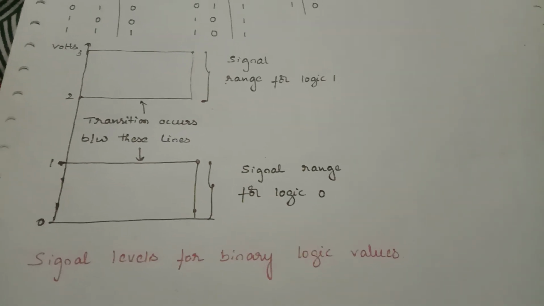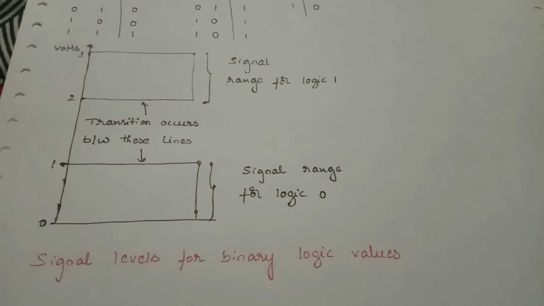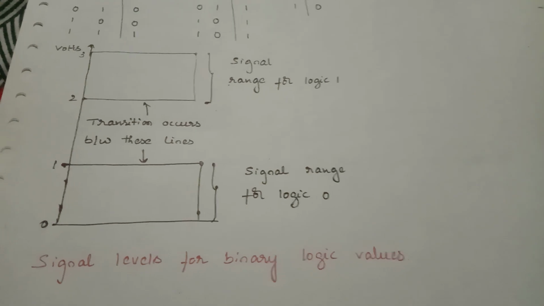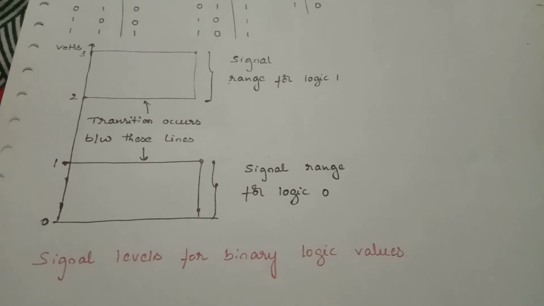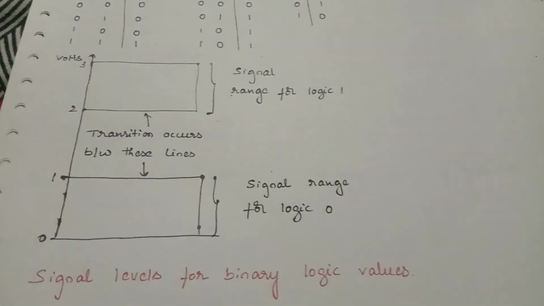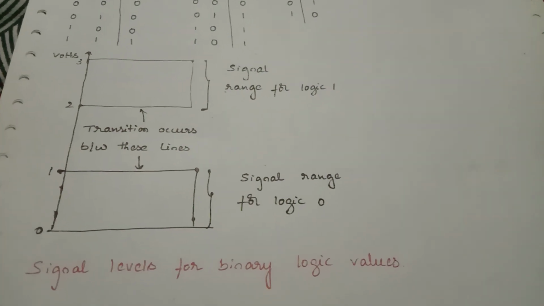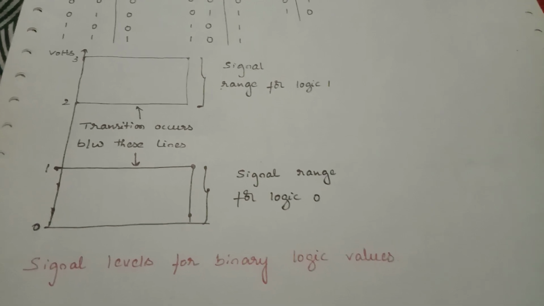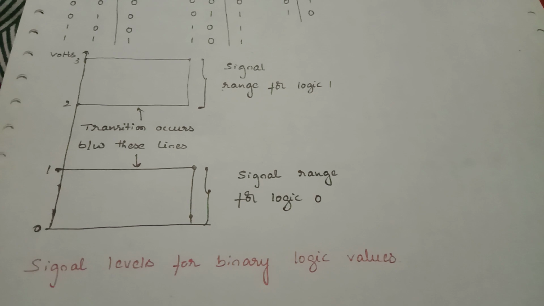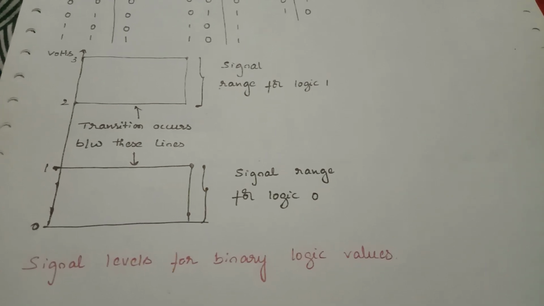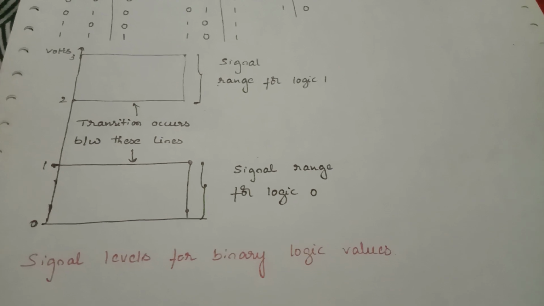So for example, a particular digital system may define logic 0 as an input equal to 0 volts and logic 1 as a signal equal to 3 volts. So you can see the volts here, 0 volts and 3 volts. This figure represents that the input terminals of digital circuits accept binary signals within the allowable range and respond at the output terminals with binary signals that fall within the specified range.